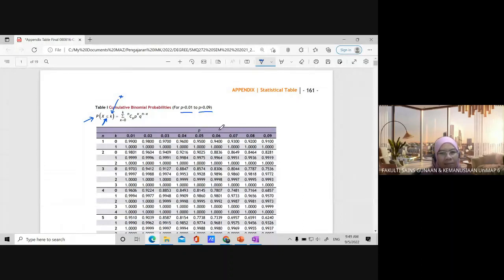This is the cumulative binomial probabilities for probability of success 0.01 until 0.09. Here you can see 0.01 until 0.09. What do we mean by cumulative? Because the sign here is less than or equal to. How do I know? Okay, what is n, class?